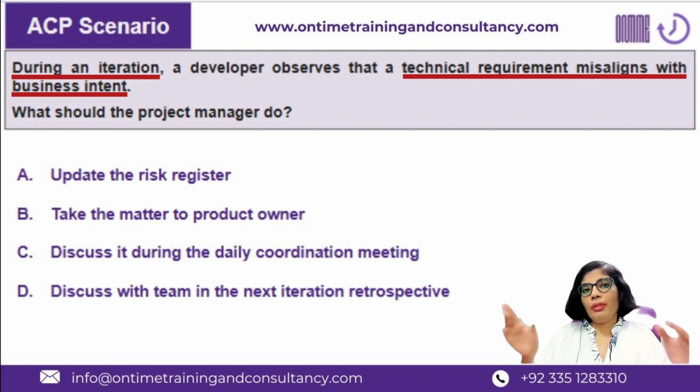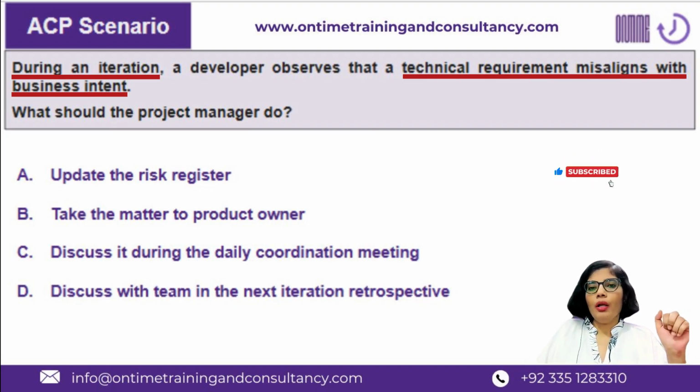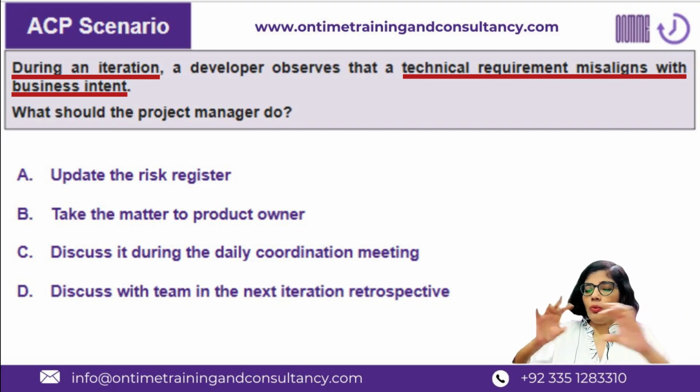Right? It misaligns with the business intent. Business intent means the user story or the end user requirement or the product perspective or the business perspective. So what should the project manager do in this situation along with the team? First of all, we need to understand how this breakdown occurs in an agile project.